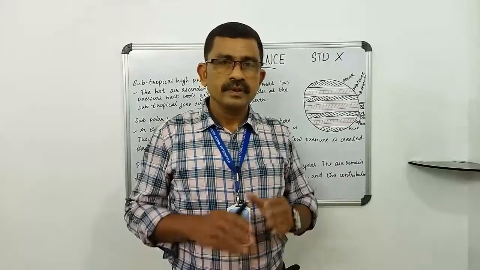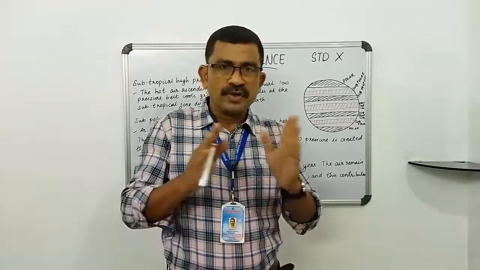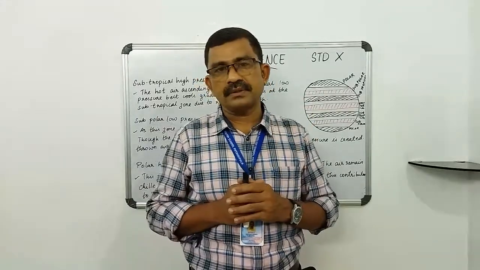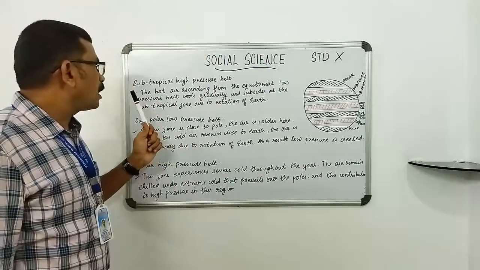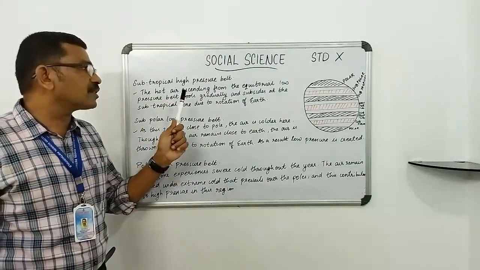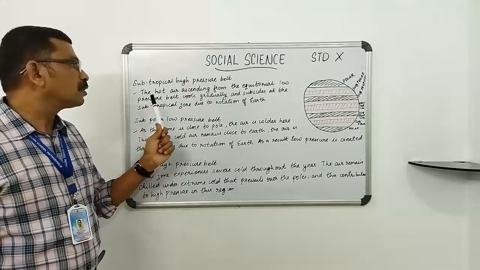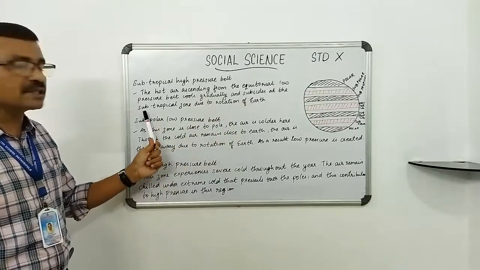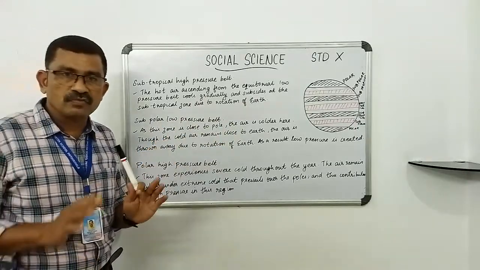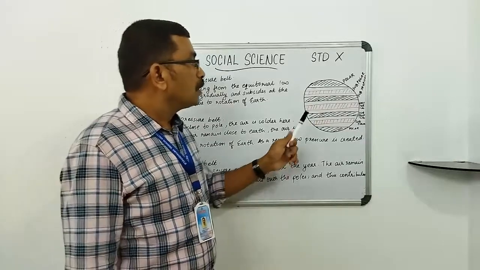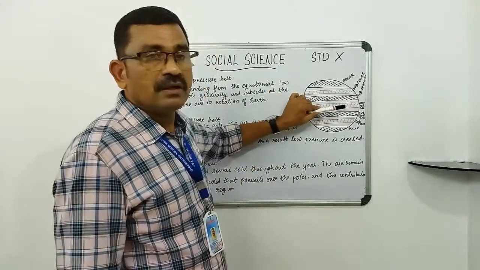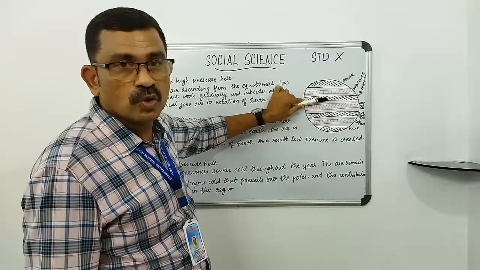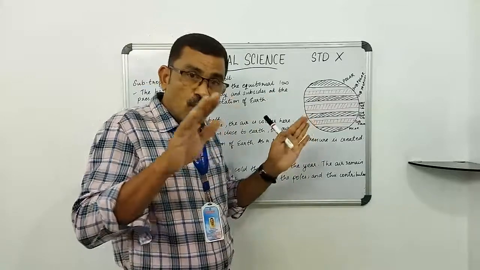Okay. Children, now let's move on to the next topic, subtropical high pressure belt. The hot air ascending from the equatorial low pressure belt cools gradually and subsides at the subtropical zone due to the rotation of the earth. It means the air ascending from the equatorial region reaches the subtropical region. So the air gradually cools down.